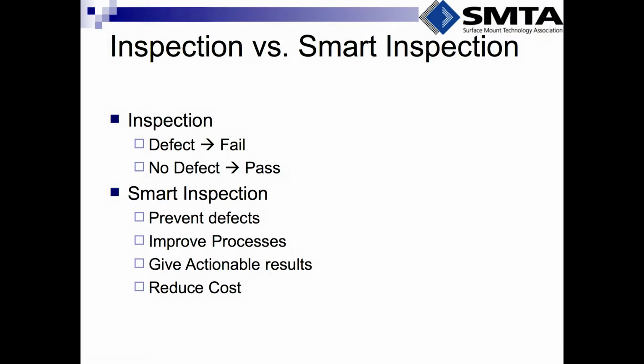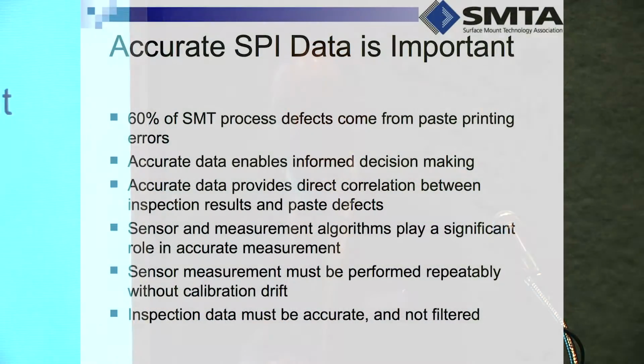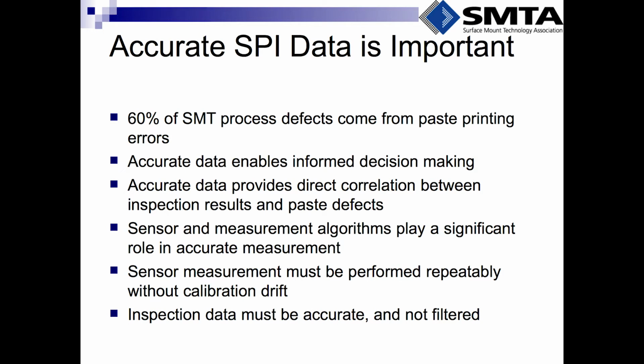So, in SPI, why is SPI important? How do you get accurate SPI? And then once you get accurate SPI, what do you do with that data? I think everyone knows that solder paste printing actually encompasses more than half of all SMT defects. It's just a fact. You've got bridges, you've got shorts, you've got registration errors, BGA issues, all kinds of defects come from the solder paste printing process. So therefore, SPI is important, especially with all the smaller components, down to the micro BGAs. Accurate data enables informed decision making and gives you direct correlation to accurate results.